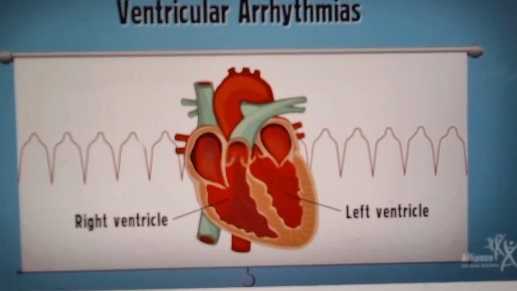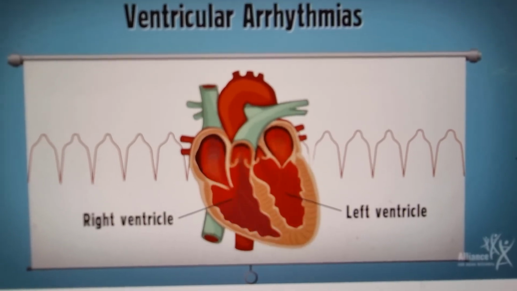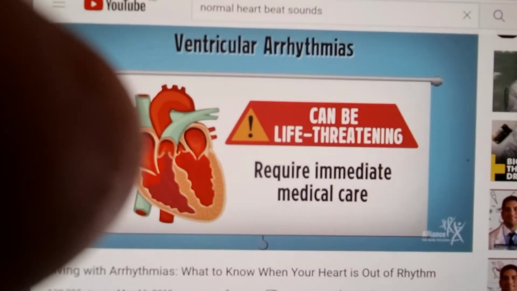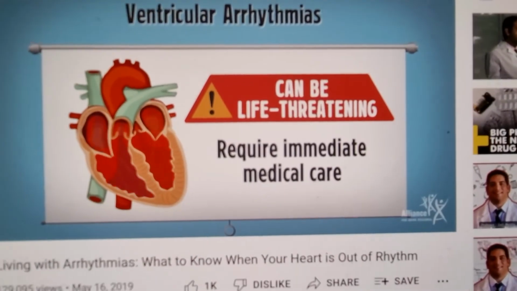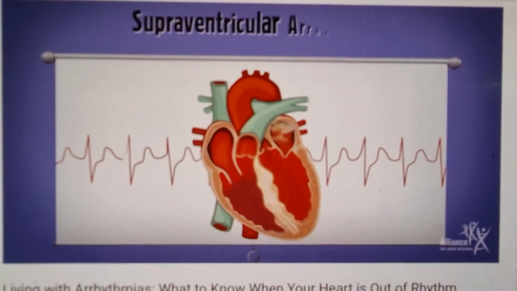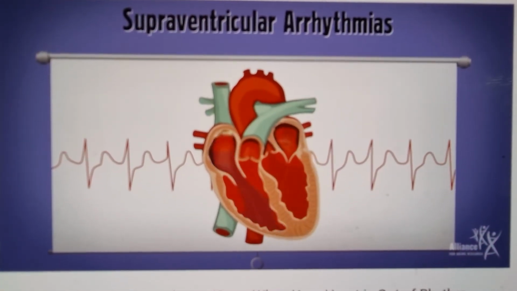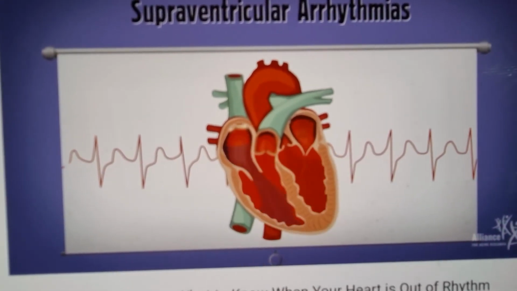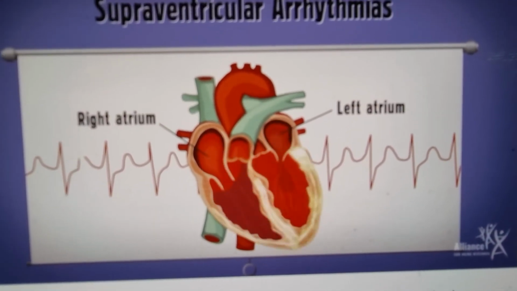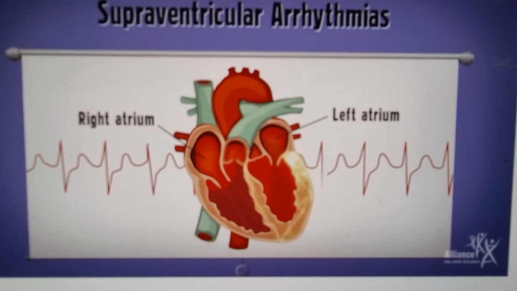Ventricular arrhythmias start in the lower chambers of the heart, or ventricles. They can be life-threatening and require immediate medical care. Existing heart disease is often the cause. Supraventricular arrhythmias are abnormal heart rhythms that originate anywhere outside of the ventricles. These can start in the atria, or upper chambers, or within the heart's electrical system.